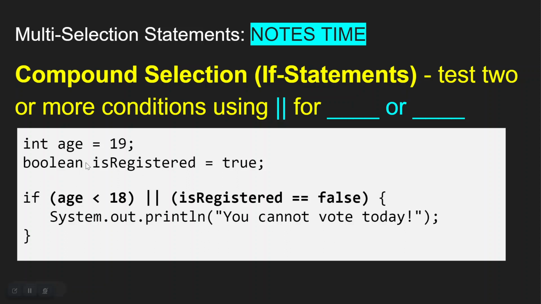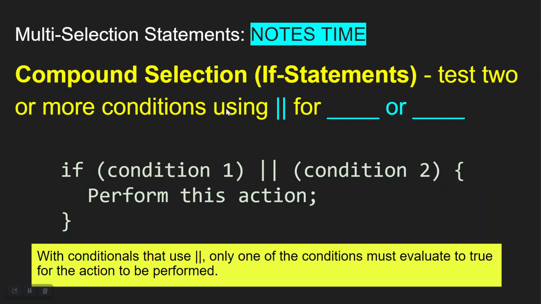So if we go down here, we would say if age is less than 18 or isRegistered is equal to false, then we would say "you cannot vote today," because that would be the logical condition to put together on that one. If someone is not at least 18 years old, or if someone is not registered, then they would not be able to vote. So again, just that general syntax: if condition 1 or condition 2, and then we have our curly braces, and then we would perform whatever action we're asking it to do.